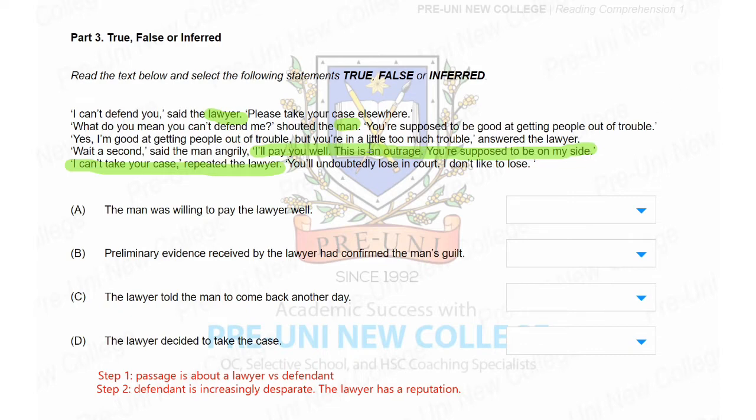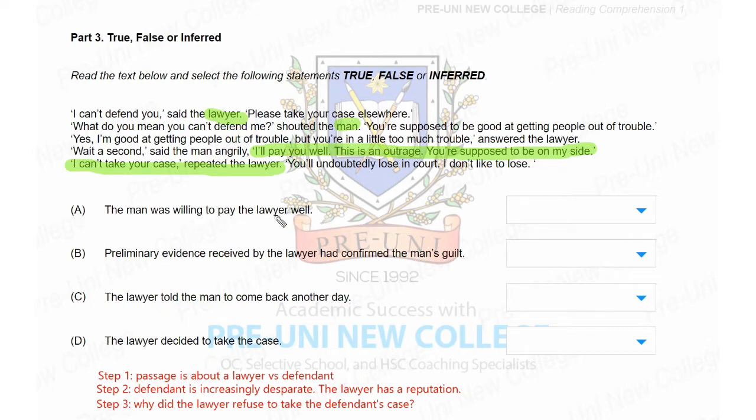Now, the reason why isn't told to us in the question, but we can read in between the lines to see why. Okay, so now that we've analysed this passage, let's take a look at these statements. We're going to be assigning true, false, or inferred to these statements here. The first statement says the man was willing to pay the lawyer well.